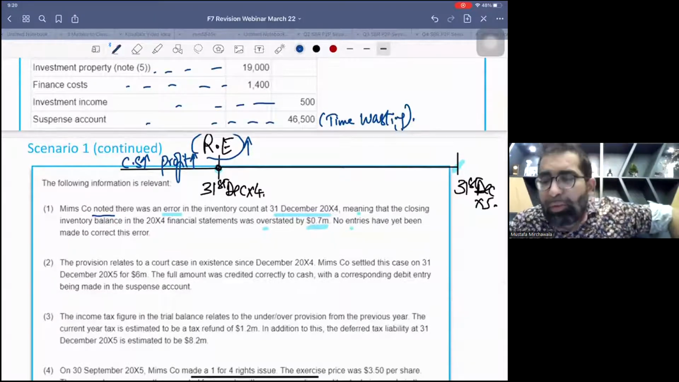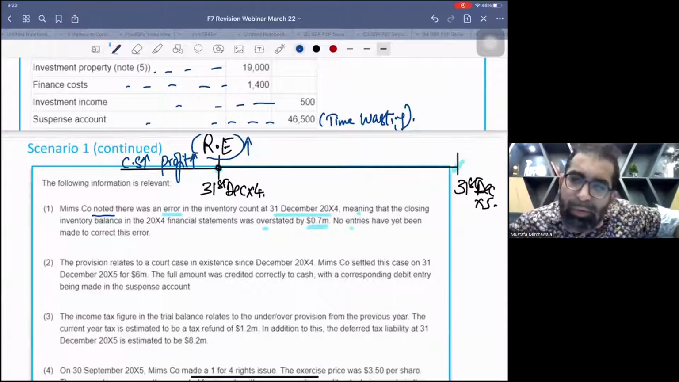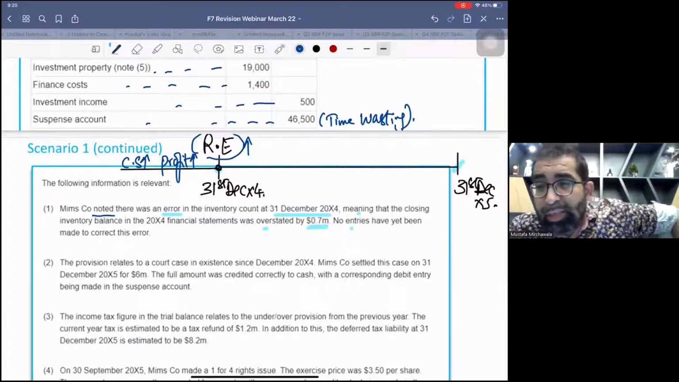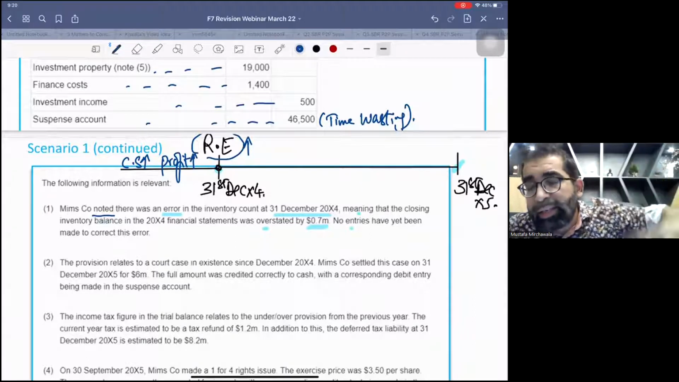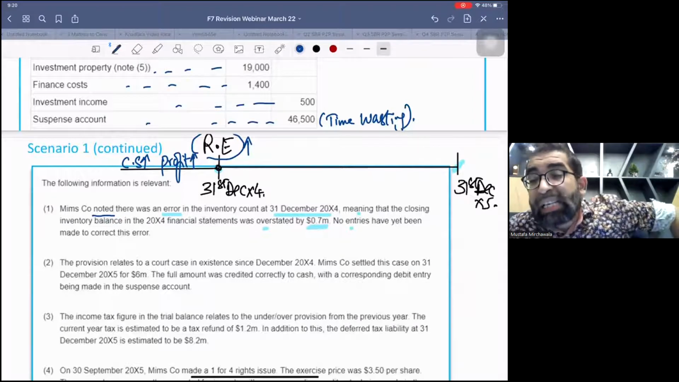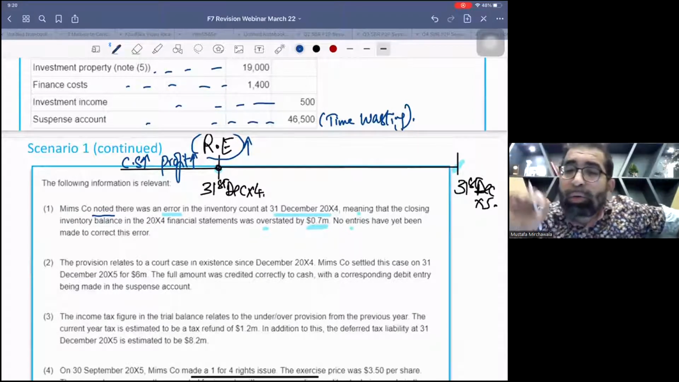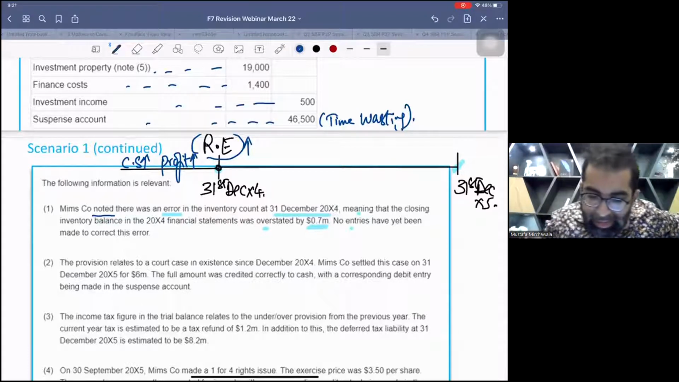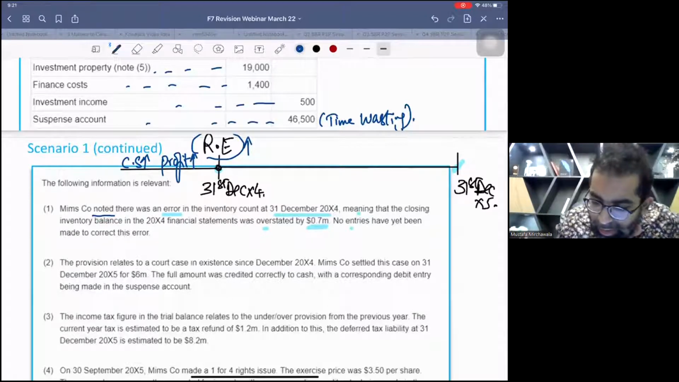When by error last year closing stock increased, that means last year profit also increased. And when last year profit increases, profit enters the retained earnings. So your opening retained earnings also increased because of this error. Now you need to correct it. So let's decrease the opening retained earnings by 0.7 million.